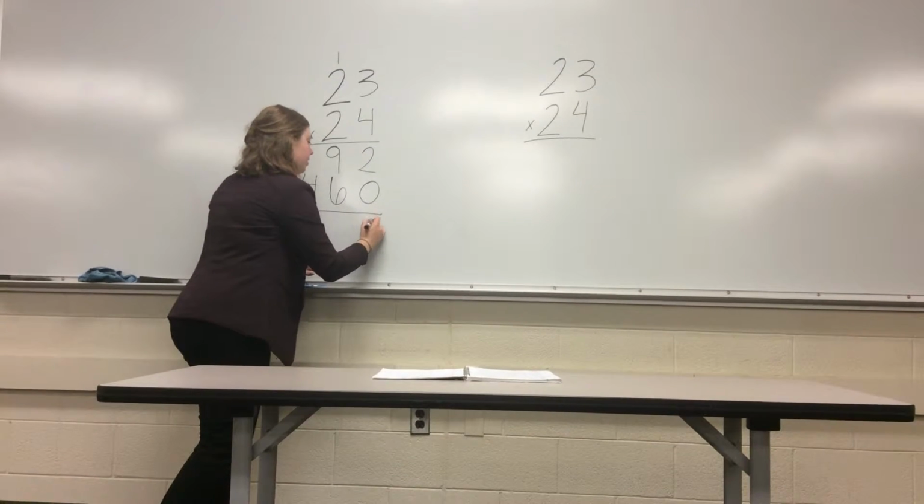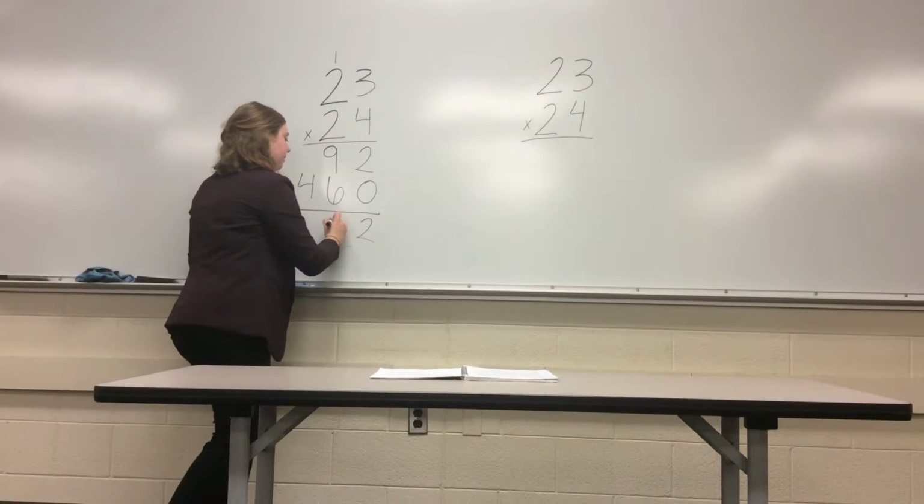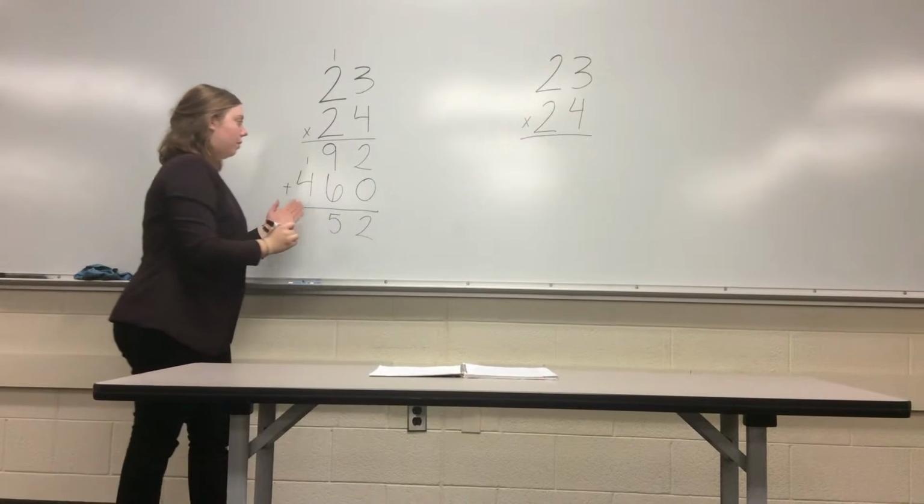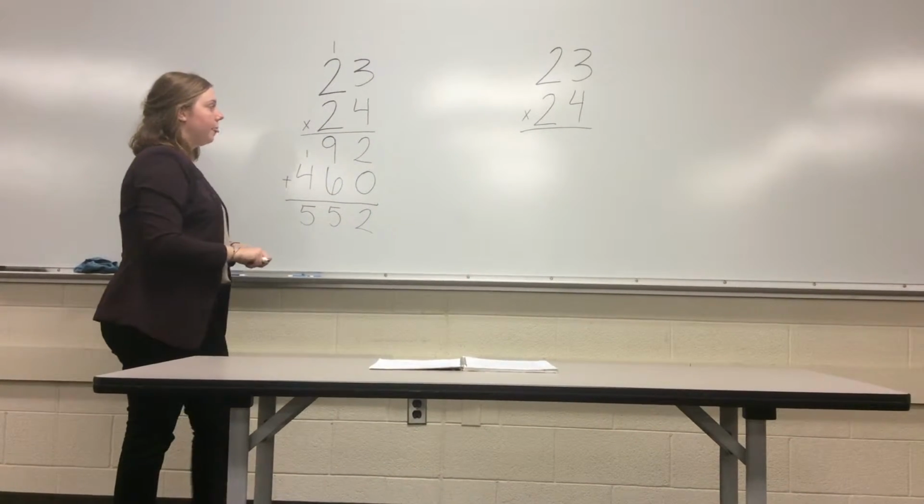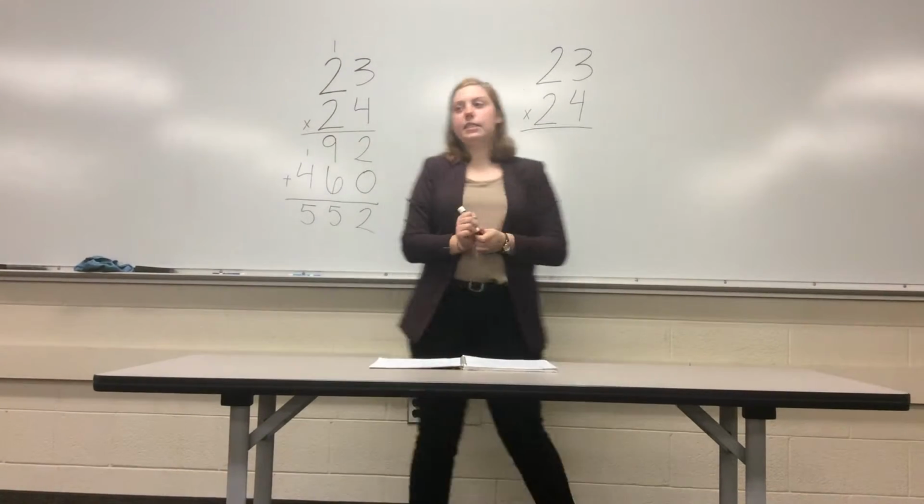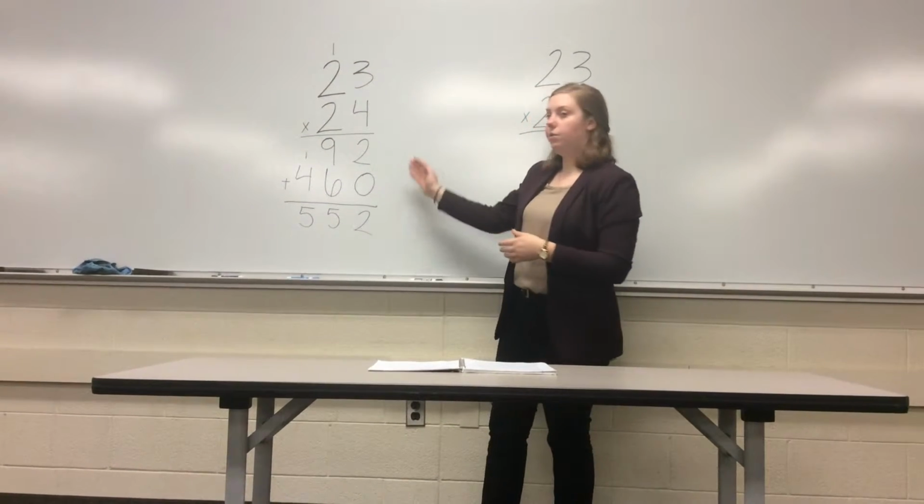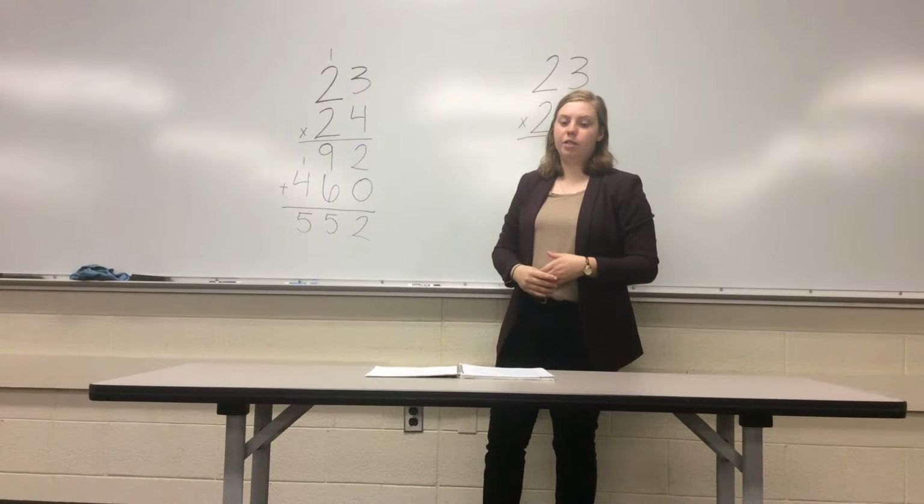So then we would get 9 plus 6 is 15, and 4 plus 1 is 5, because we carried the 1 from the 15. As you can see, this is our traditional way of doing two-digit by two-digit multiplication.